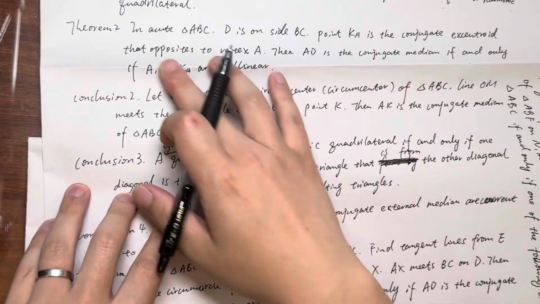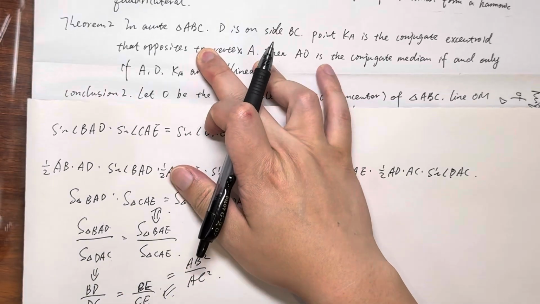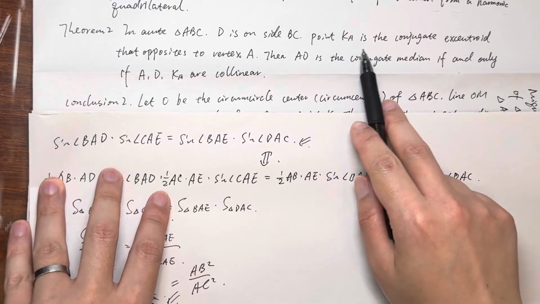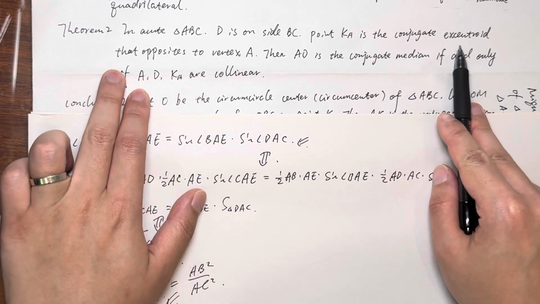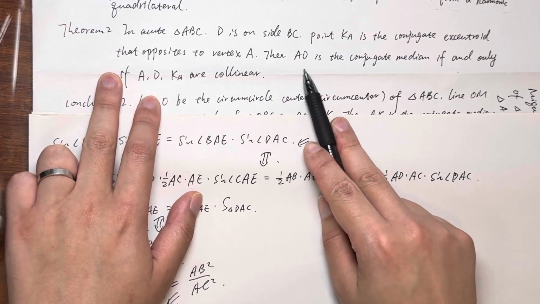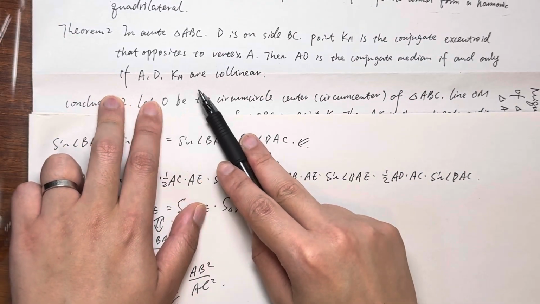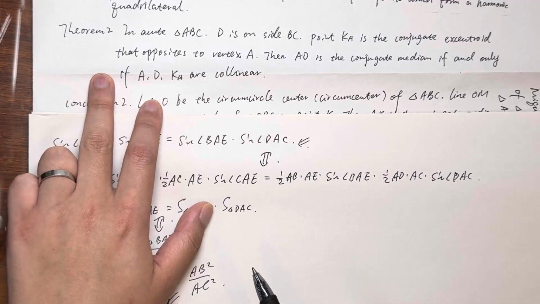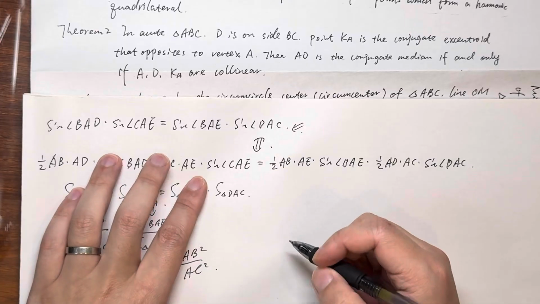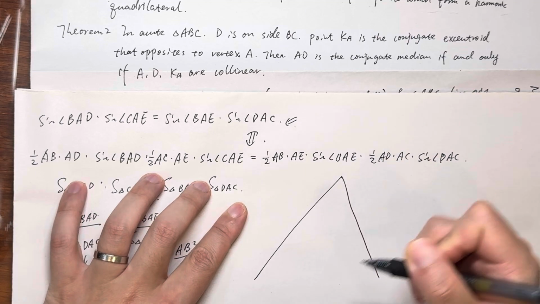And let's look at theorem 2. In acute triangle ABC, D is on side BC, point KA is a conjugate accentroid opposite to the vertex A. Then AD is the conjugate median if and only if A, D, KA are collinear. Right, this is kind of difficult to understand what the problem is talking about at the very first view of the problem set, but let's look at here.